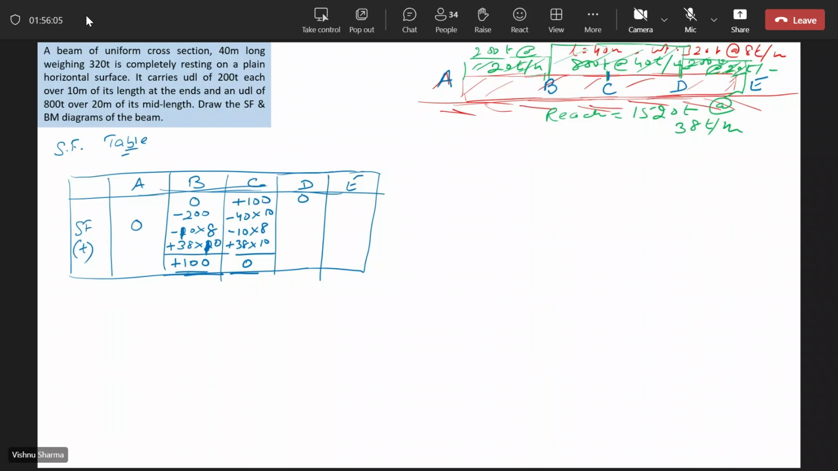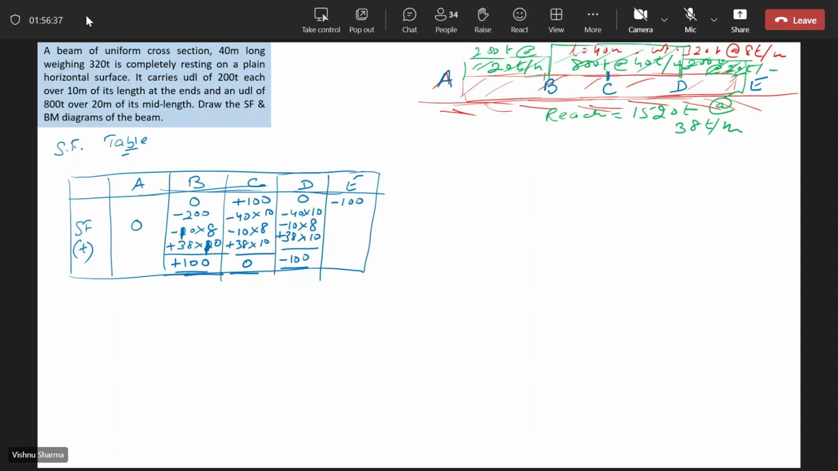What are the changes from C to D? 10 meters of UDL, that means minus 40 into 10. 10 meters of beam weight, 10 into 8. And 10 meters of reaction. So this is how much? Minus 400, minus 80, plus 380, minus 100. Am I right, guys? Correct. We take forward this minus 100.